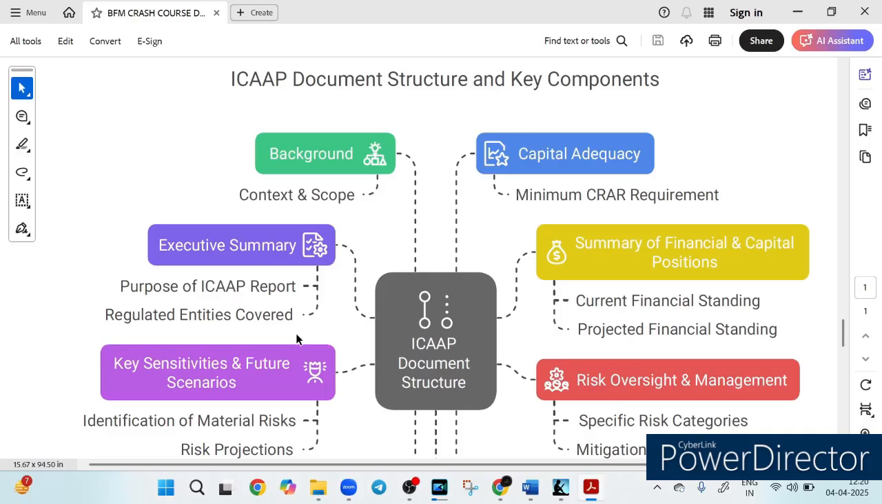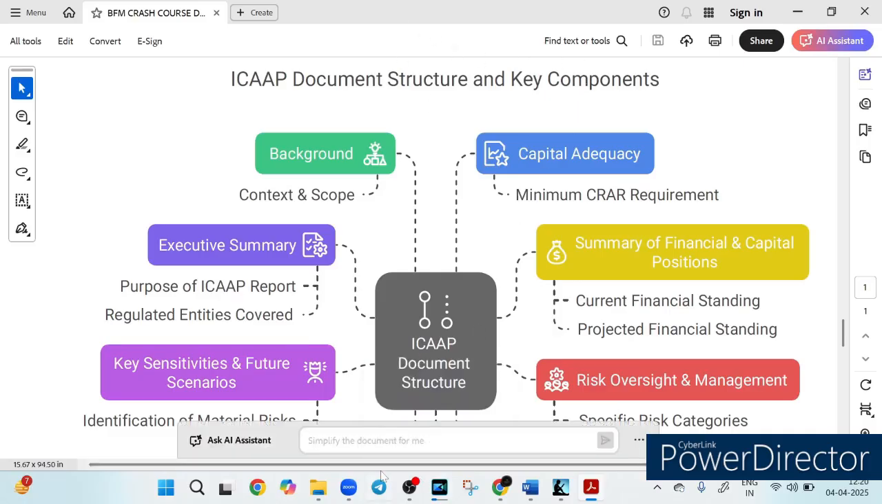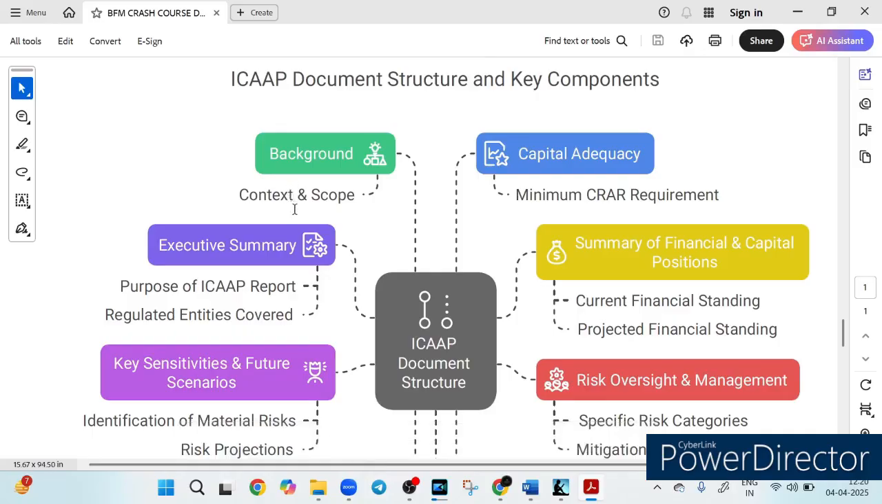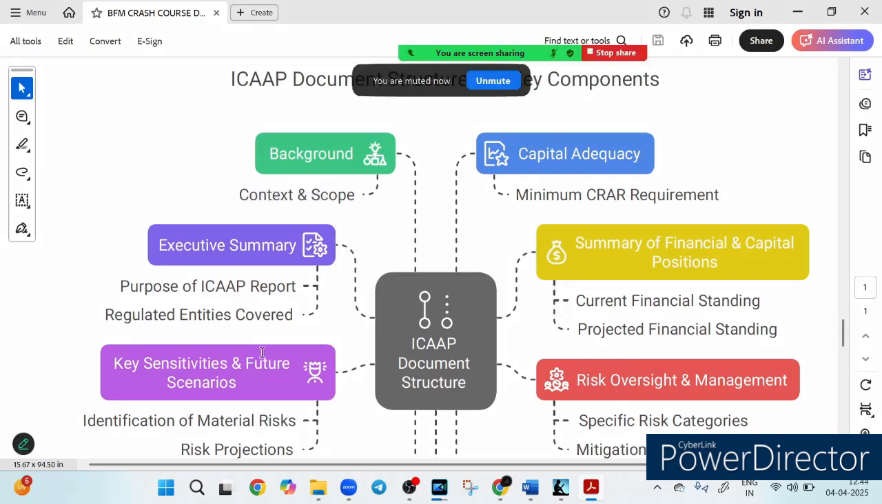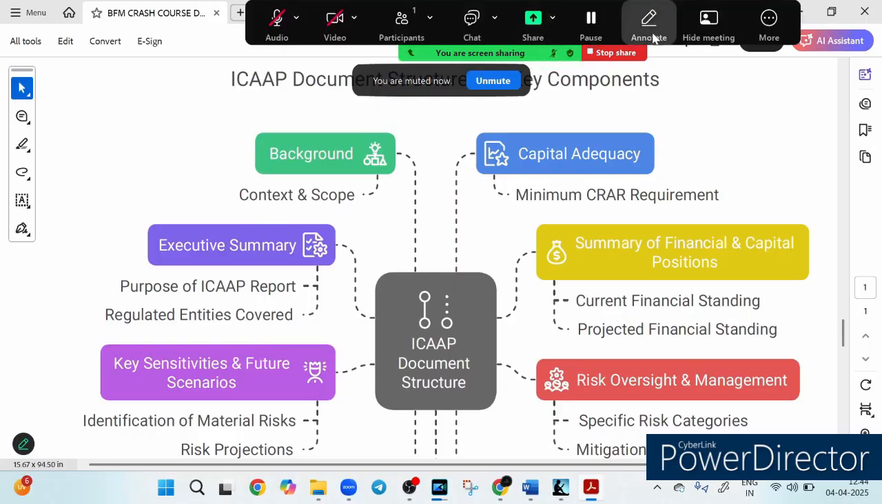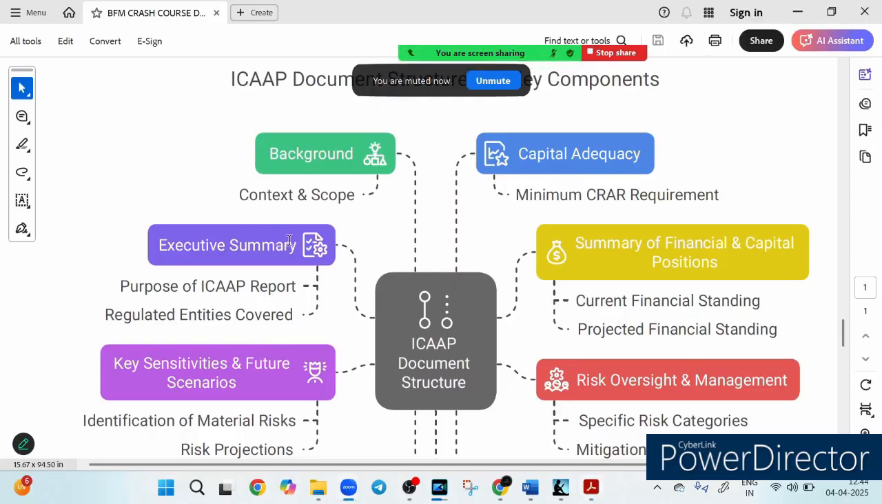First of all, every document starts with a strong foundation, that is called the background. So as you can see, there is a background here. So the ICAAP starts with context and scope. You can see context and scope. What does it mean? That defining the purpose and framework. There is something called executive summary. Executive summary, what includes? Like a quick snapshot of ICAAP is provided here.